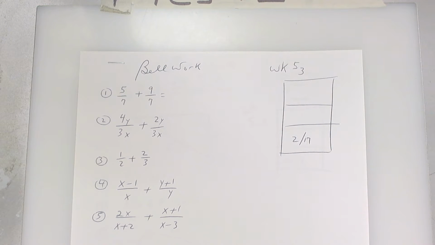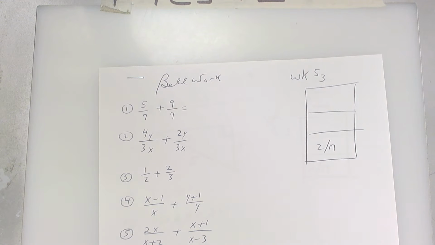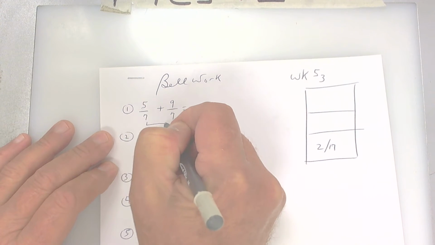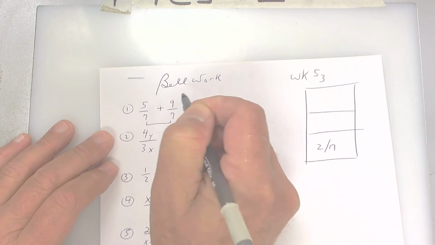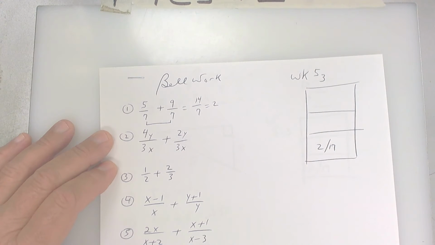Let's take a look here. Well, you know in arithmetic, you must have the same denominator when you add or subtract. So if you look at number one, the denominators are the same. So since the denominators are the same, you're going to get 9 plus 5 is 14 over 7, which equals 2.